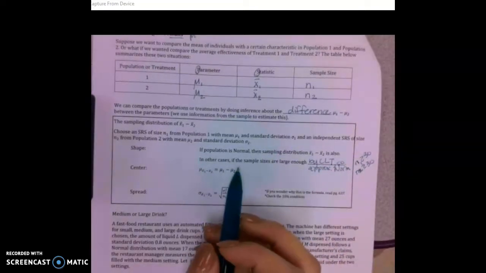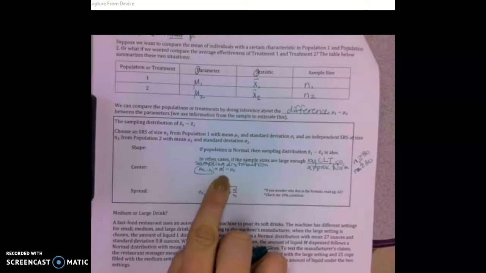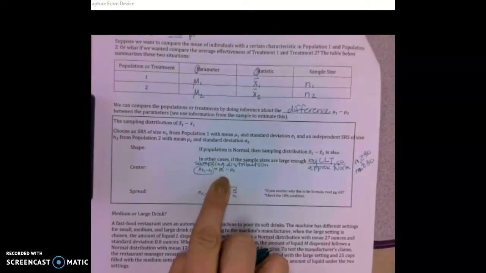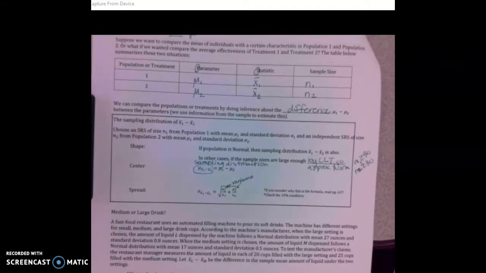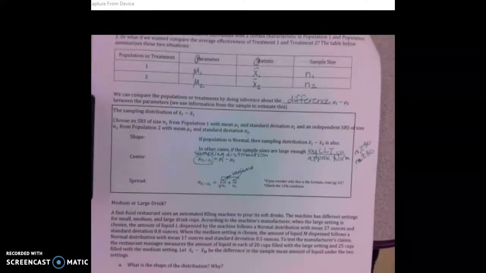Our center is just like when we did our sampling distributions. When we subtract the two, we just subtract their means. And then this, look very carefully, this is the variance. It's just like when we did our sampling distributions and we had to square the standard deviation of each. We have to do that. And you still need to check the 10% condition.